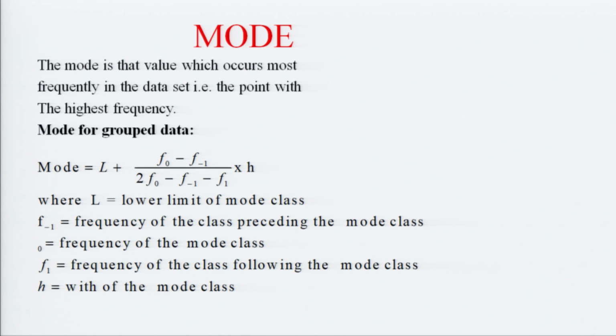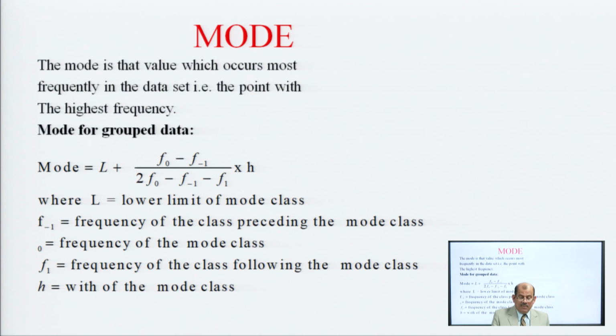Mode for grouped data. Mode is equal to L plus (f0 minus f minus 1) divided by (2 into f0 minus f minus 1 minus f1) into h, where L is the lower limit of the mode class, f minus 1 is the frequency of the class preceding the mode class, f0 is the frequency of the mode class, f1 is the frequency of the class following the mode class, and h is the width of the mode class. It is the formula for finding the mode of grouped data.